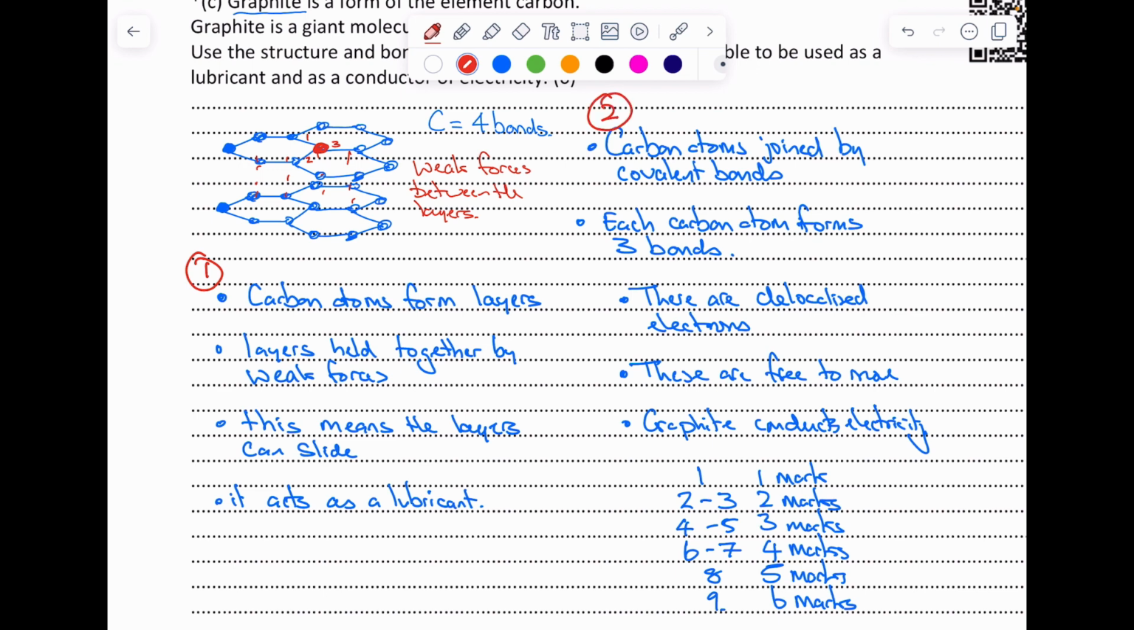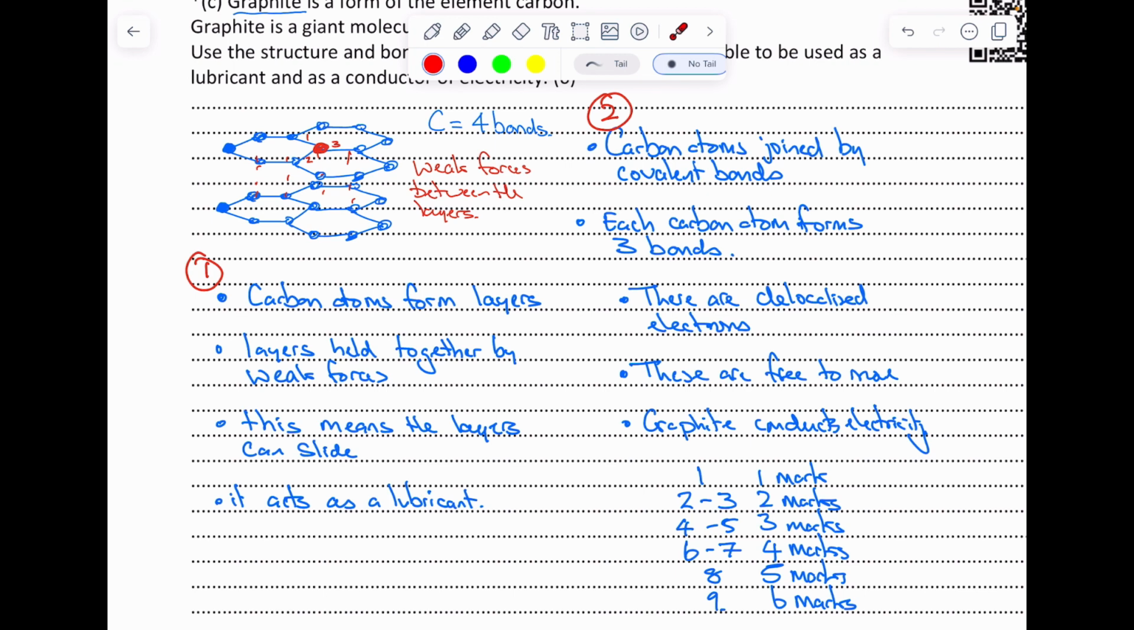So in part 1, we need to say that the carbon atoms are forming layers, and these layers are held together by weak forces. And this means these layers can slide past each other, and therefore it acts as a lubricant. So you get 1 mark for each of these bullet points, these bits of knowledge.